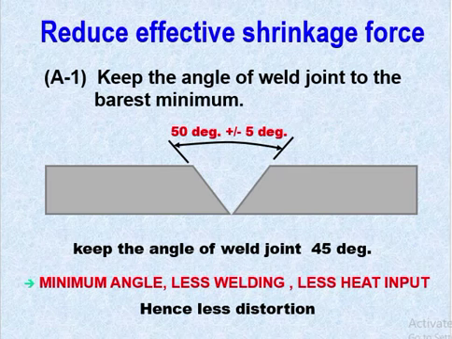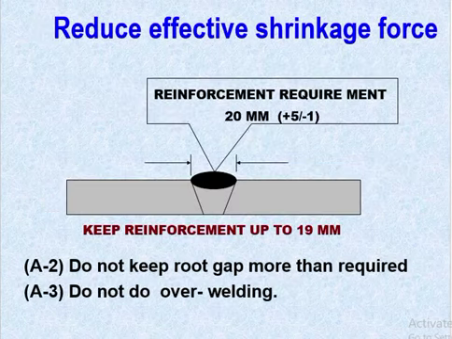Keep the angle of the weld joint to the barest minimum. So we have to follow the minimum angle of joint as per WPS, not the maximum. Keep the angle of weld joint at 45 degrees. Minimum angle means less welding, less heat input, hence less distortion. So you have to be very careful. So the first is to reduce the effective shrinkage force by keeping the angle of welding at the barest minimum.